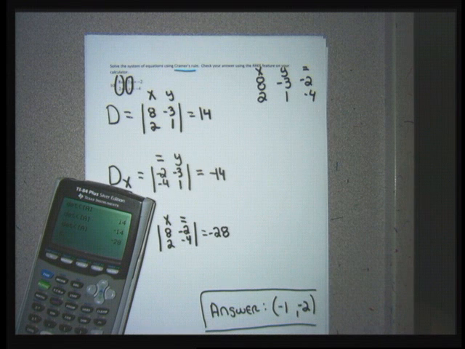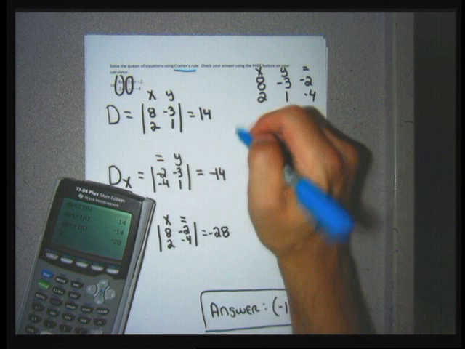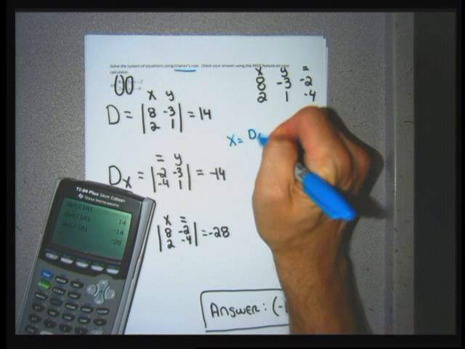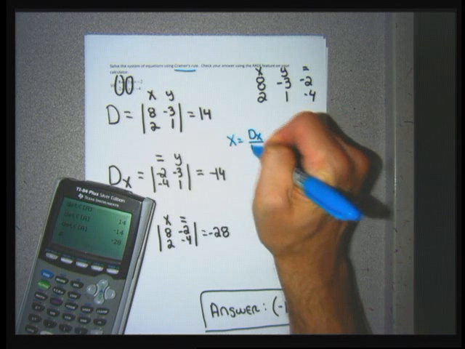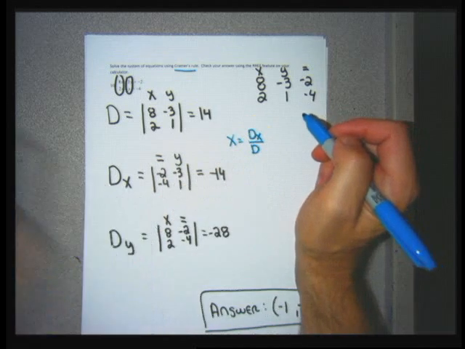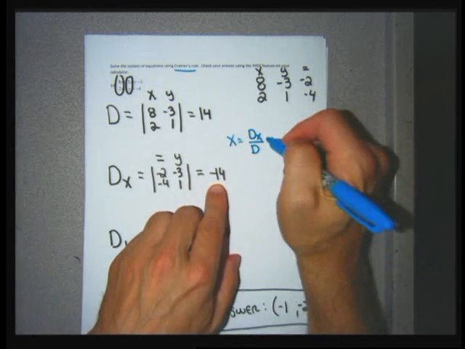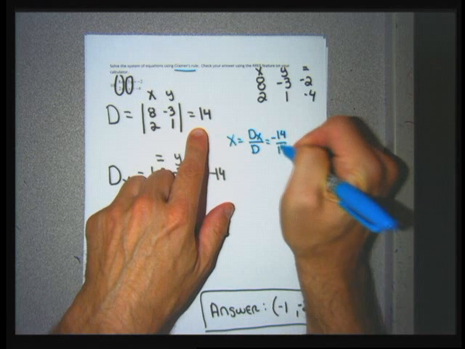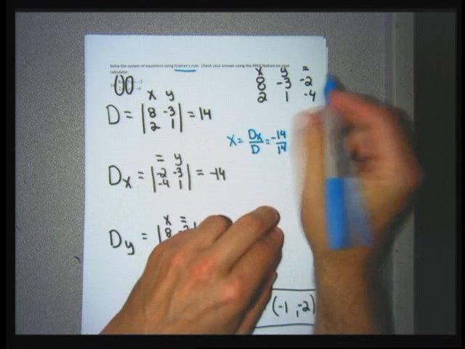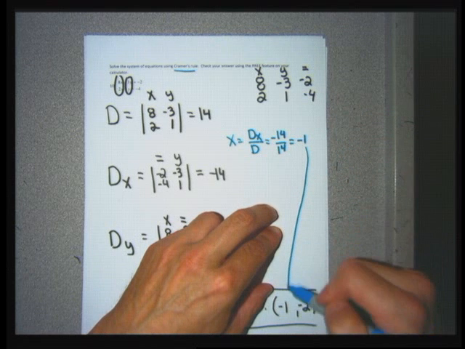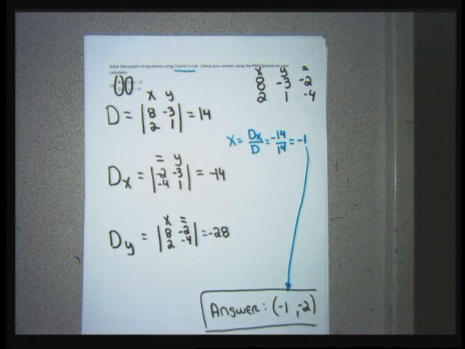Now I'm going to get my answers, and I get my answers by dividing. To get the answer for x, I take the determinant that I call d sub x, divide it by the determinant that I call d. You can kind of see that these d's are going to cancel, and you're going to be left with the x's. The d sub x number is negative 14. The d number is 14. If you divide that number, you'll get a negative 1. If you look at my answer, that's the negative 1 in my answer.